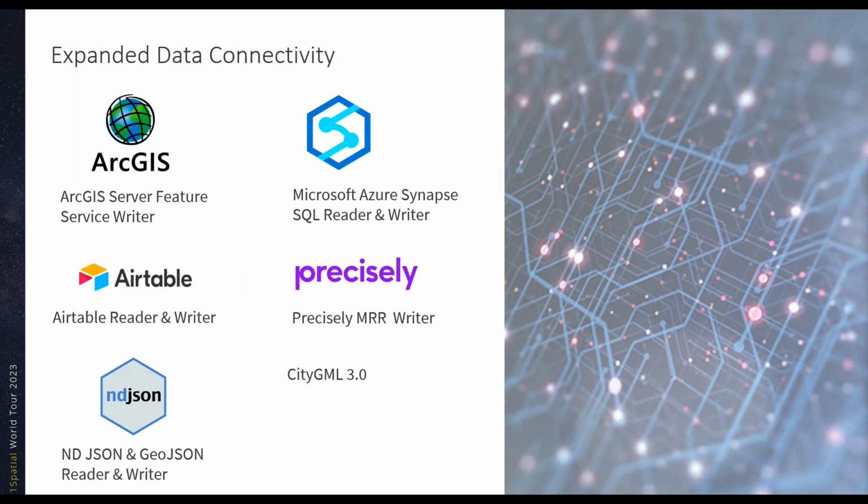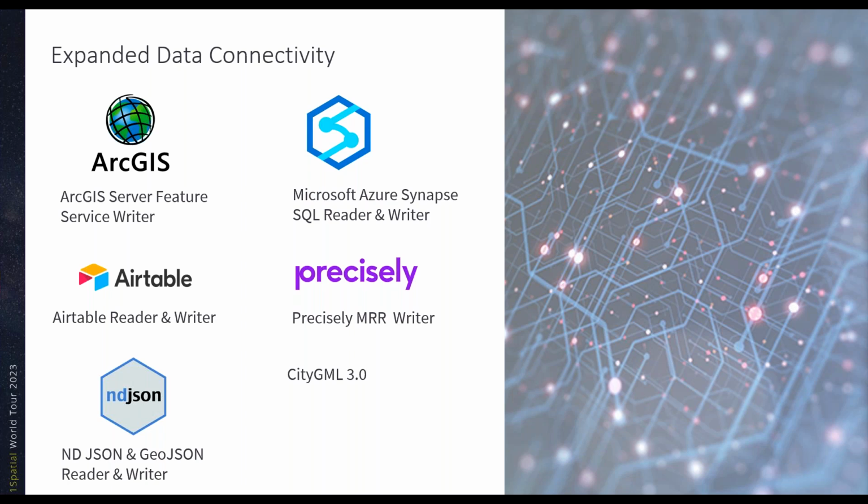And there's lots of other new and expanded formats. ArcGIS Server Feature Service Writer, which is the ability to effectively write to a feature service via a REST API. There's no need to interact with the API yourself. FME takes care of that for you. Azure Synapse, which is an analytics platform product on Azure. There's readers and writers there. Airtable has readers and writers. Precisely, which is a multi-resolution raster format developed originally by Pitney Bowes. It's a good container for storing multiple rasters within. FME can now write to that format too.